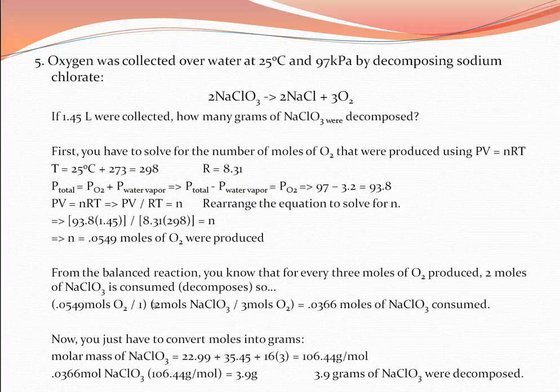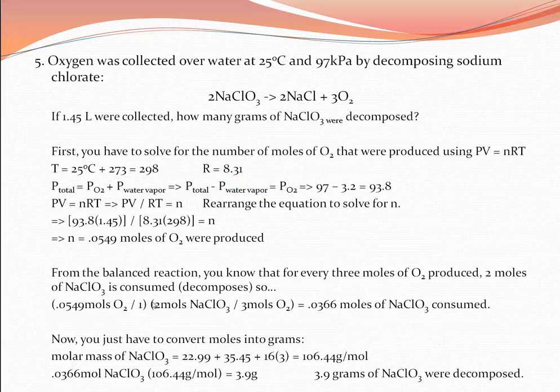First, you have to solve for the number of moles of O2 that were produced using PV = nRT. The temperature is 25 degrees Celsius plus 273, which is 298 Kelvin. R is a constant at 8.31. You have to solve for the pressure of the dry oxygen by subtracting the water vapor. The water vapor at 25 degrees Celsius is 3.2 kilopascals, so the pressure of the oxygen is 97 kilopascals minus 3.2 kilopascals, which is 93.8 kilopascals.